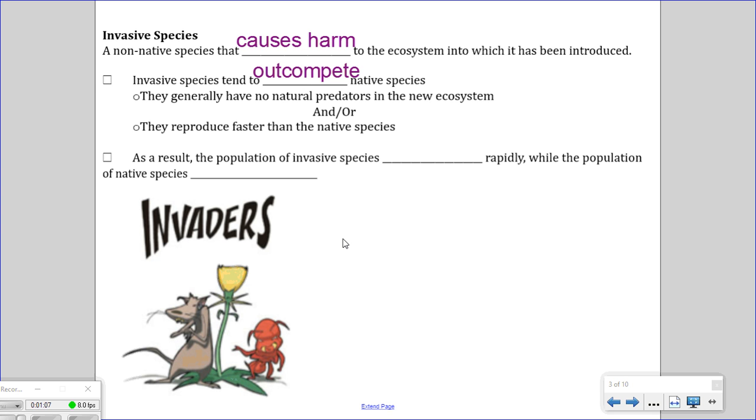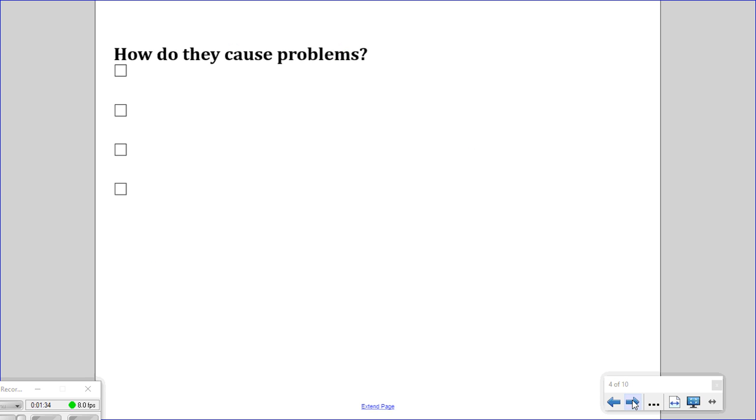Invasive species tend to outcompete native species. They generally have no natural predators in their new ecosystem, or they can reproduce faster than the native species, or both. As a result, the population of invasive species increases rapidly, while the population of native species decreases. So their numbers will increase pretty quickly and can overwhelm an ecosystem.